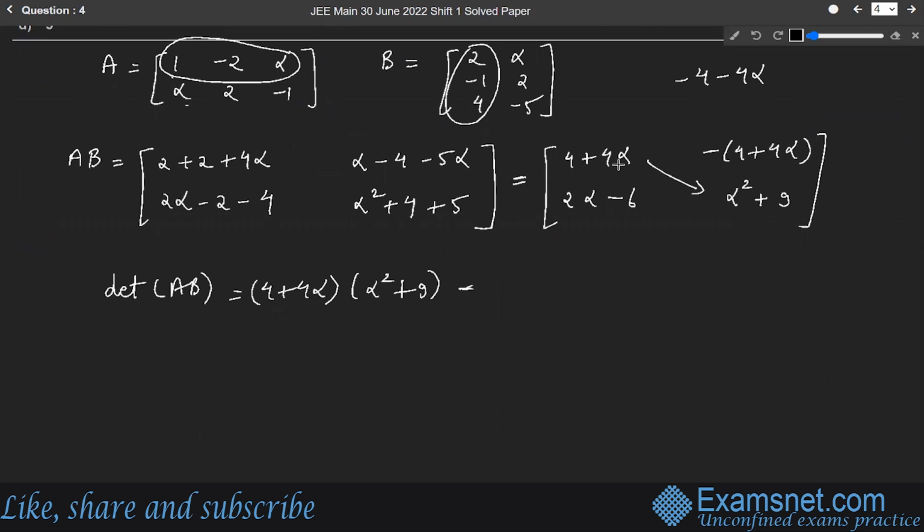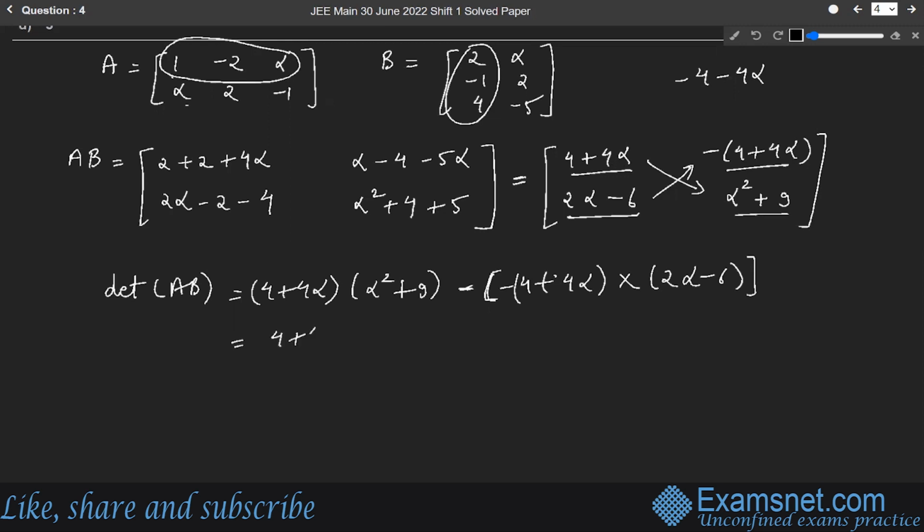Then you have to subtract the product of these terms. So minus of (minus 4) plus 4 alpha multiplied by (2 alpha minus 6). It is very simple to find the determinant of a 2 cross 2 matrix. You have to multiply the first and last term, and then subtract the product of the remaining terms. So here you can see minus minus will be plus.